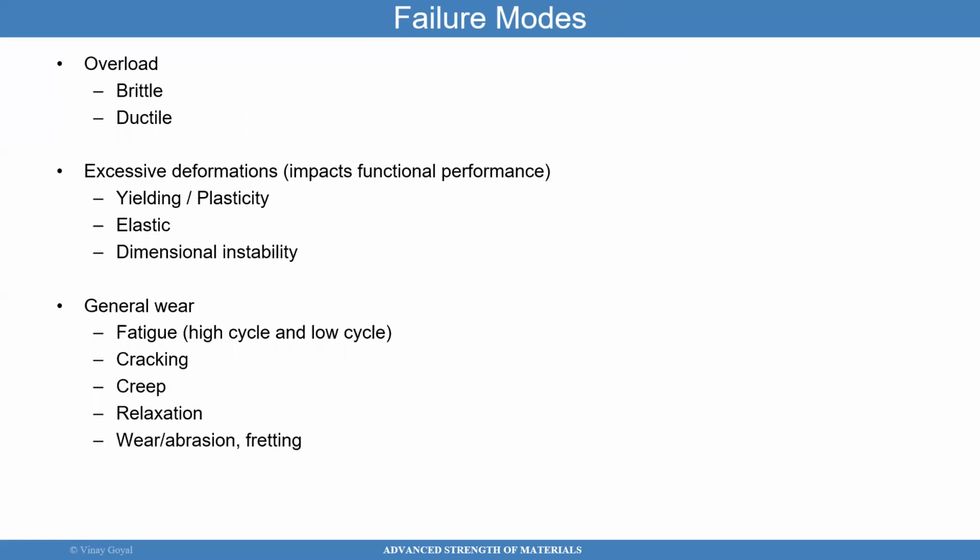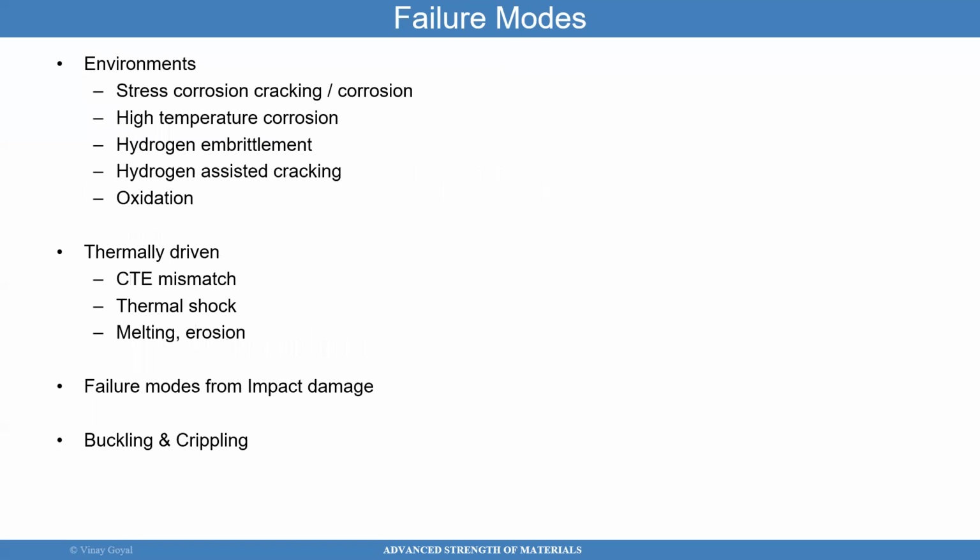Failure modes include brittle failure, ductile failure, overload. Then you have plasticity, elasticity, or elastic behavior, dimensional instability, and the general wear stuff like fatigue, cracking, creep, relaxation, and fretting. These are things that we'll be covering a little bit later on in this course.